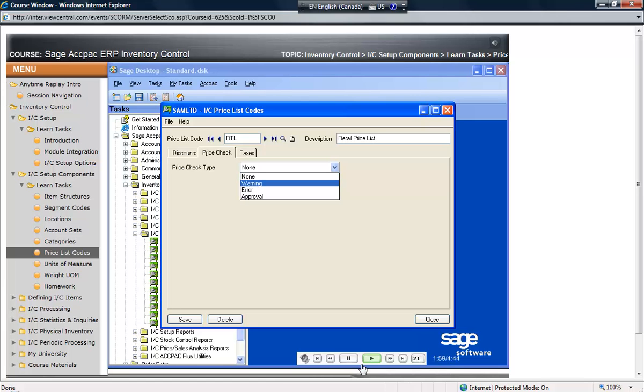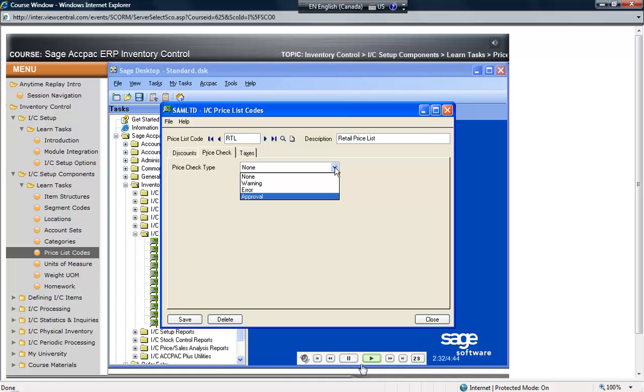Warning indicates that a warning will display when a price is outside the minimum maximum values, but the price can still be accepted. Error indicates that an error message will display when a price is outside the minimum maximum values, and the system will not accept the price. And approval indicates that a message will display when the price is outside the minimum maximum values, except the price can be approved by someone who has the appropriate security rights to accept the price.